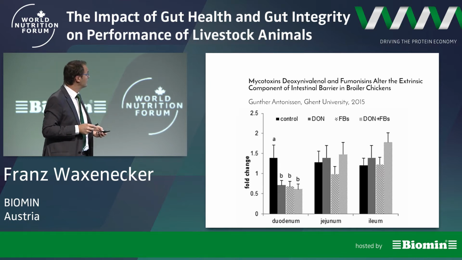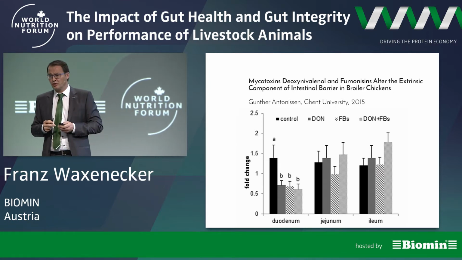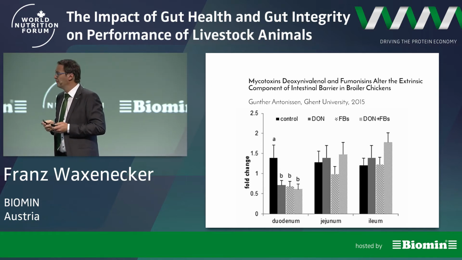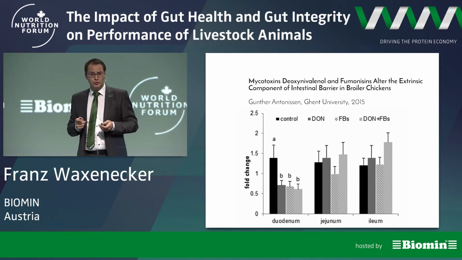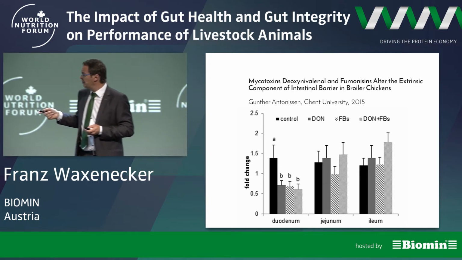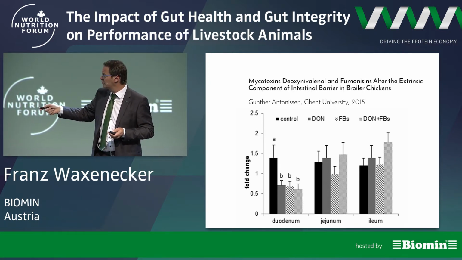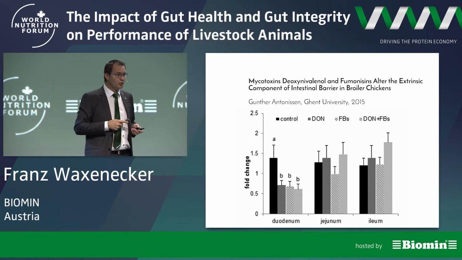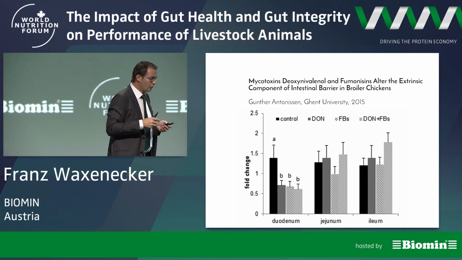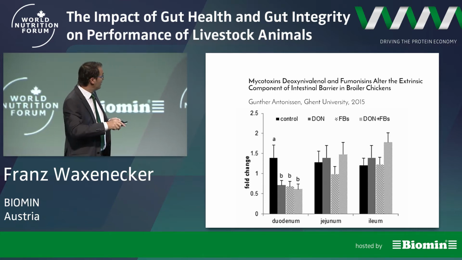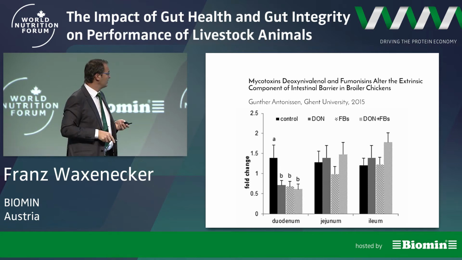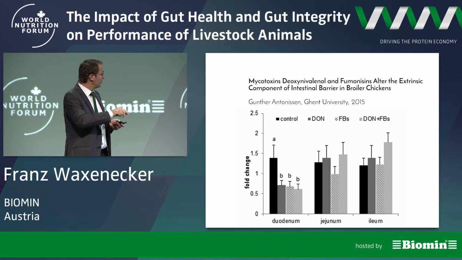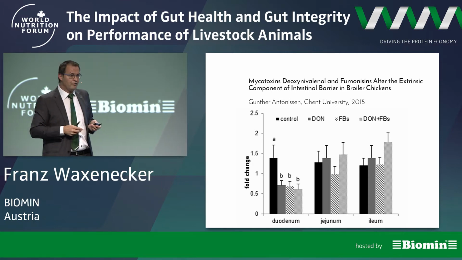On the other hand, Gunther Antonissen measured the impact of deoxynivalenol, DON, on this MUC2 formation by measuring the target genes, and we see here in the duodenum, compared to a control group, the DON as well as the fumonisin group, as well as the combination group, was leading to a significant reduction of MUC2 target gene release. This effect was lower in the jejunum and ileum then, but what we can see is a negative impact of the mycotoxin.